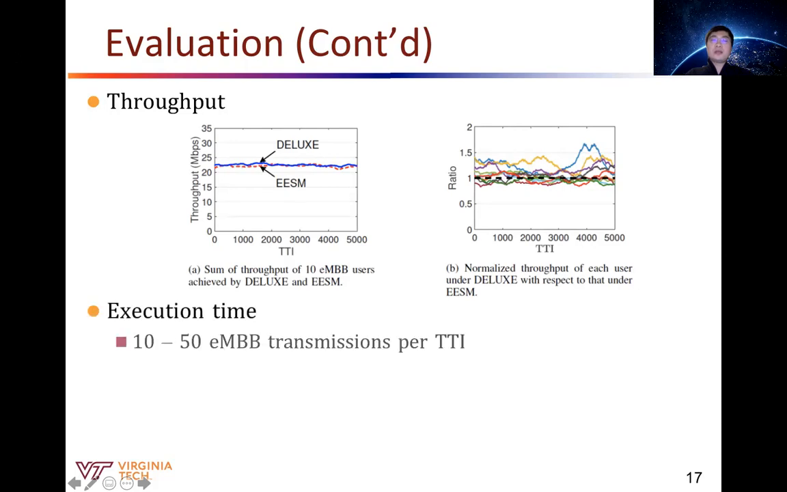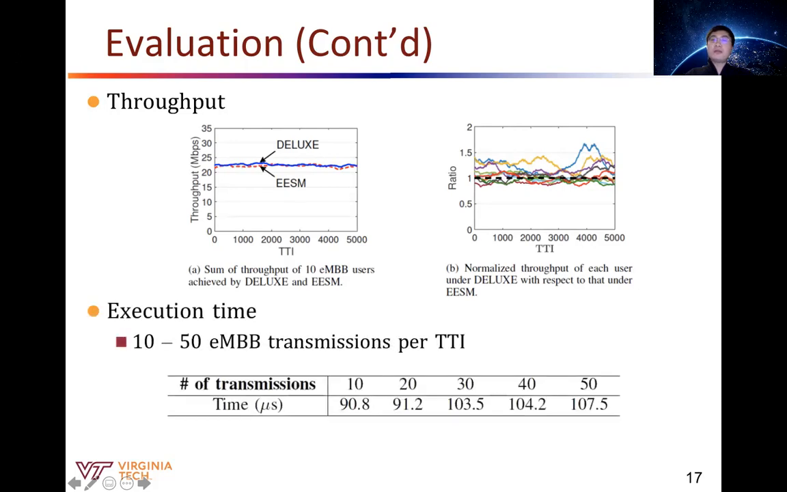To evaluate the execution time against the 5G real-time requirement, we considered a wider range for the number of eMBB transmissions per TTI. The results confirmed that for a maximum of 50 eMBB transmissions per TTI, our GPU-based implementation can successfully meet the timing requirement of 125 microseconds under 5G numerology 3.